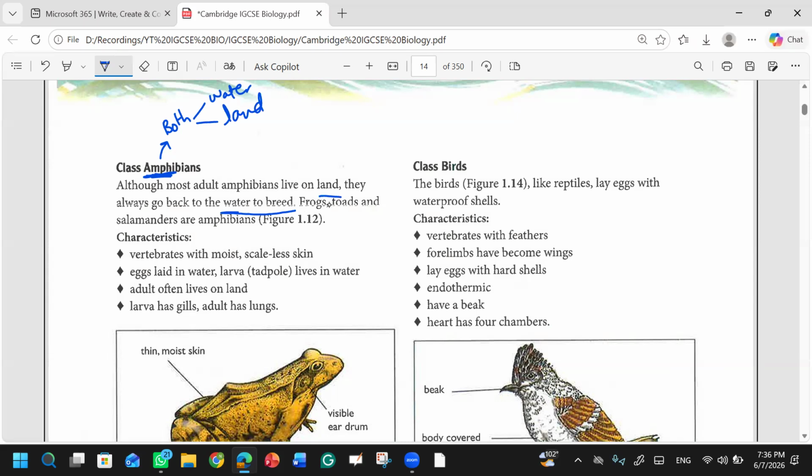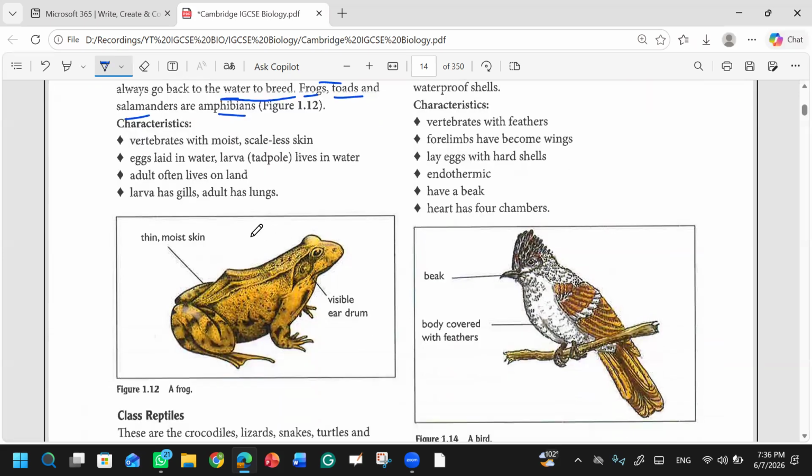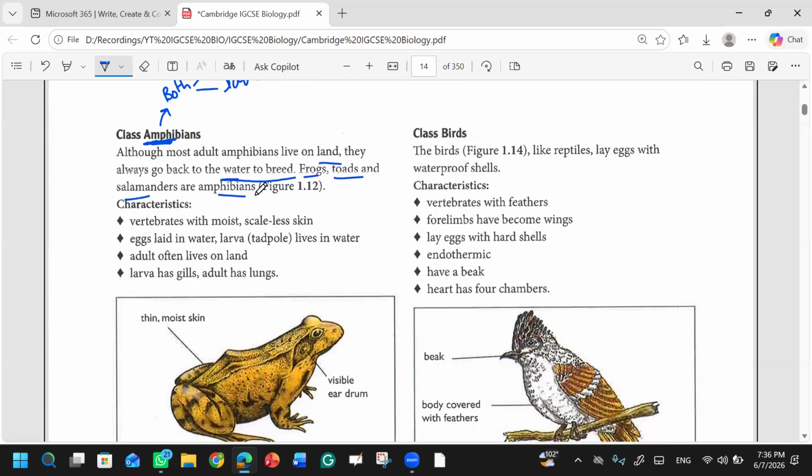Examples are frogs, toads, and salamanders. They live in water and they are also present on the land, like the frog. In every class, what you need to know is any 2 or 3 examples, what is meant by the class, and you must know the characteristics.